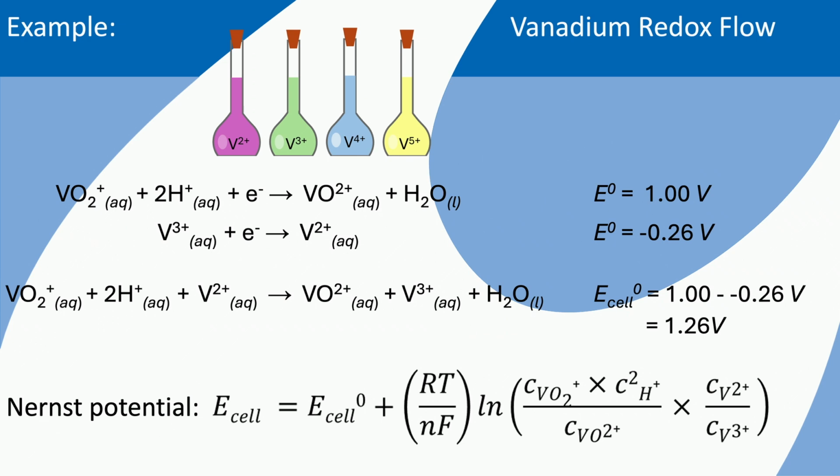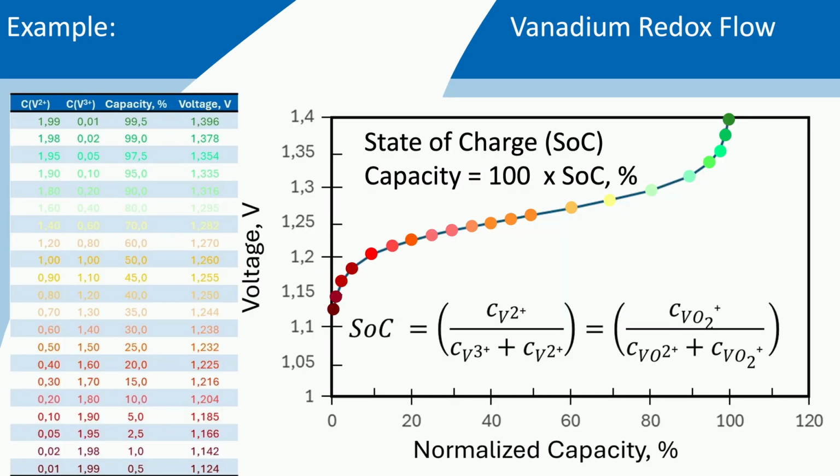The consequence is that according to the Nernst potential, the voltage will change. We also then need to know the state of charge, SOC, which reflects the capacity and which can be easily calculated by the fraction of vanadium 2+ that has been reacted, which is of course equal to the fraction of vanadium 5+ that has been consumed.